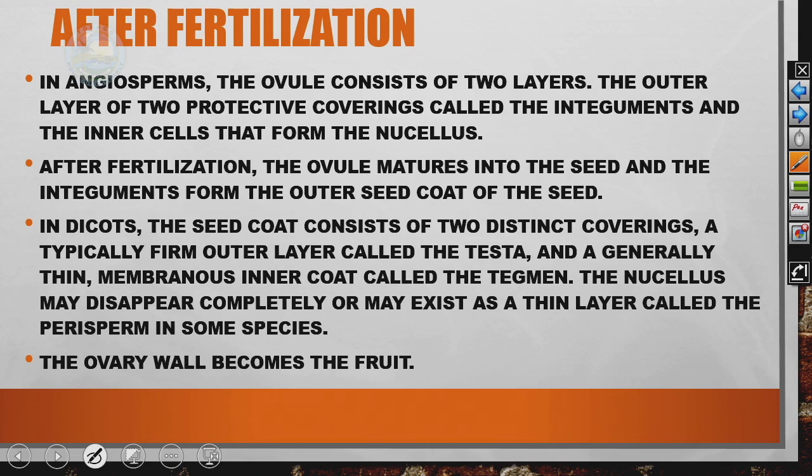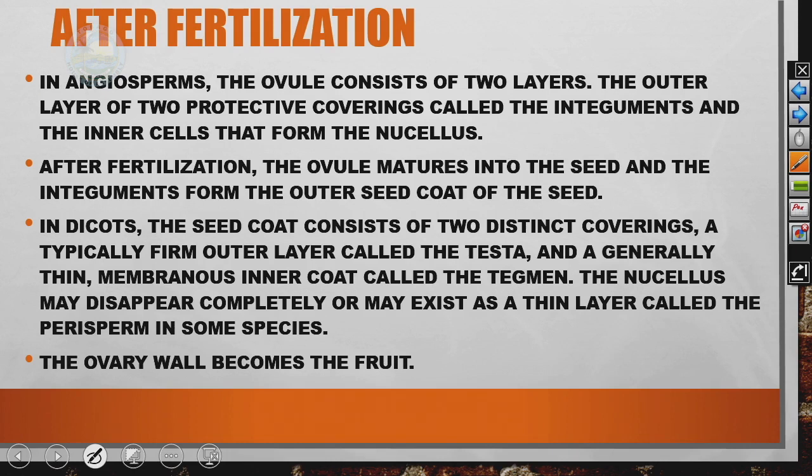In angiosperms, the ovule consists of 2 layers. The outer layer of 2 protective coverings called the integuments, and the inner cells that form the nucellus. After fertilization, the ovule matures into the seed, and the integuments form the outer seed coat of the seed. Of course, we know that is the testa. In dicots, the seed coat consists of 2 distinct coverings, a typical firm outer layer called the testa, and a generally thin membranous inner coat called the tegmen.